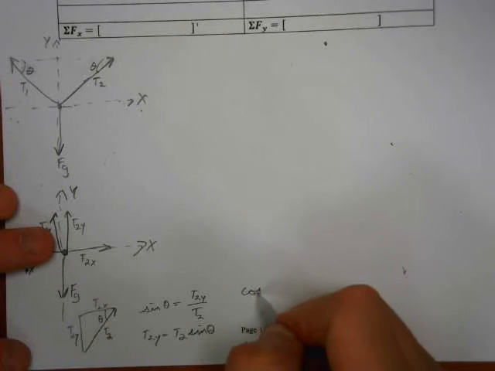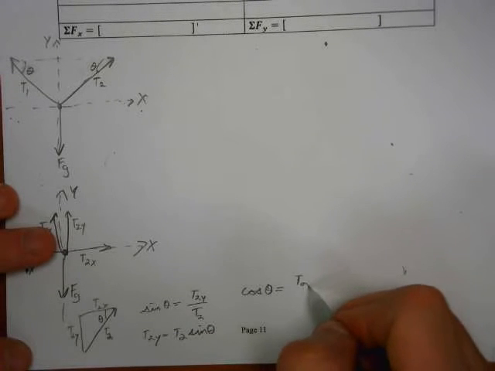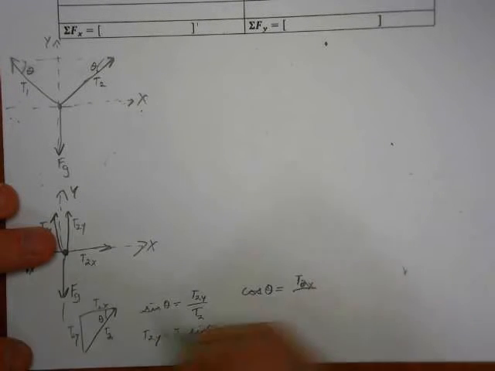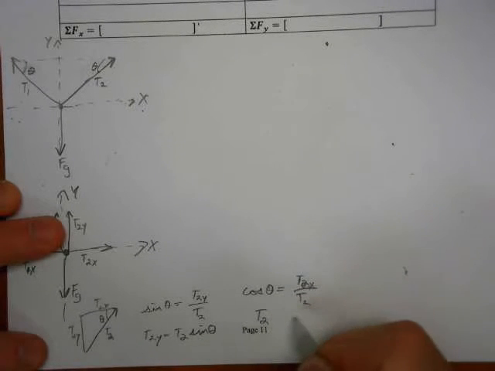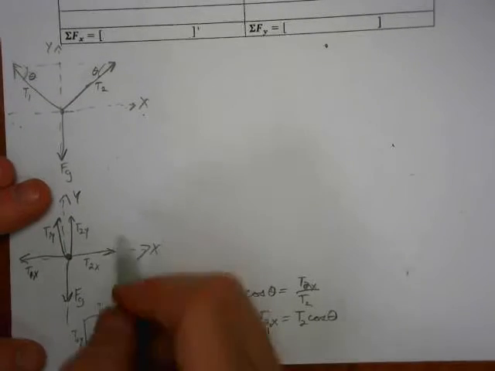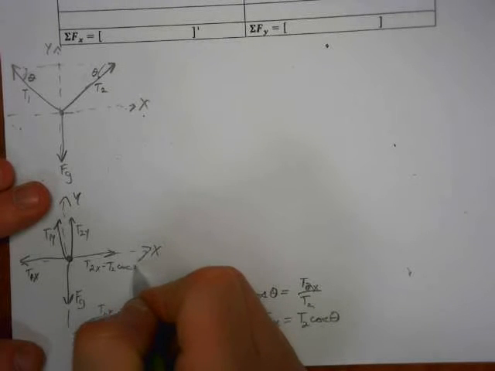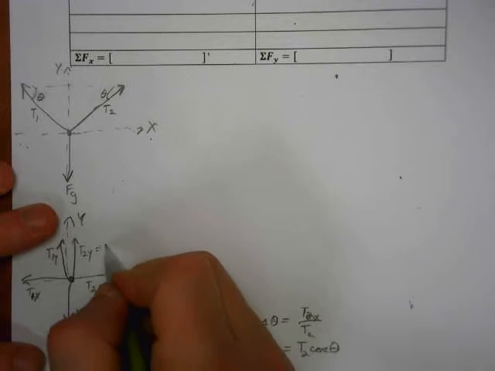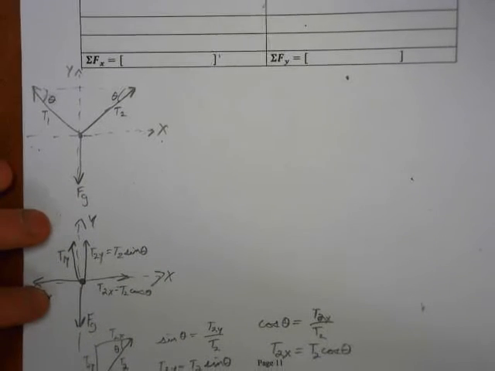Continuing on, cosine of theta is equal to the adjacent to that angle, T2x, over the hypotenuse, T2. So T2x equals T2 cosine of theta. So I can put that up here. T2 cosine theta. T2y equals T2 sine of theta. Okay?